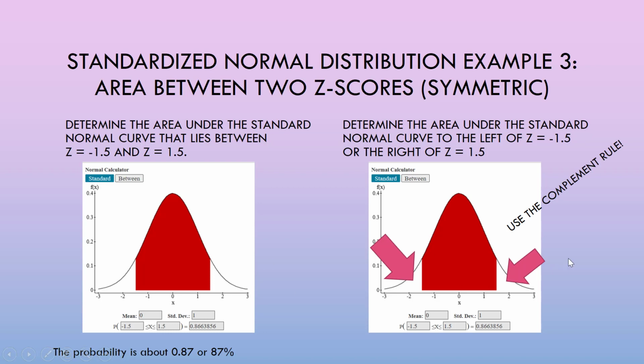So remember, if I add up the total area under the curve, that's going to give me 1 or 100%. So I could take 1 or 100% and subtract off this shaded area, which is, as we found in the previous problem, 0.87. Doing that, we find that the area in these two unshaded regions is 0.13 or 13%.